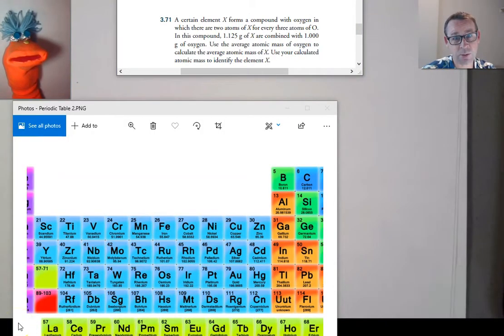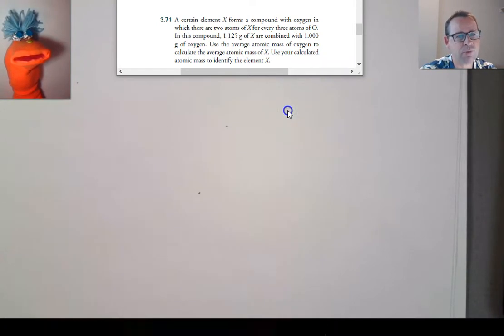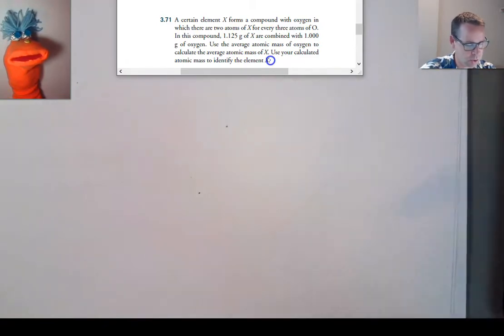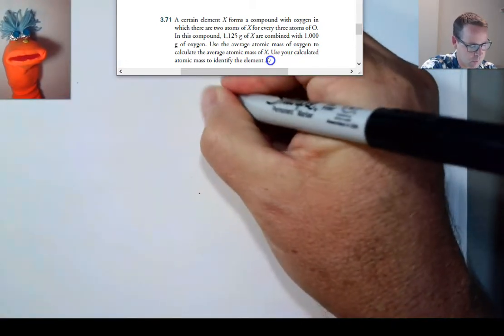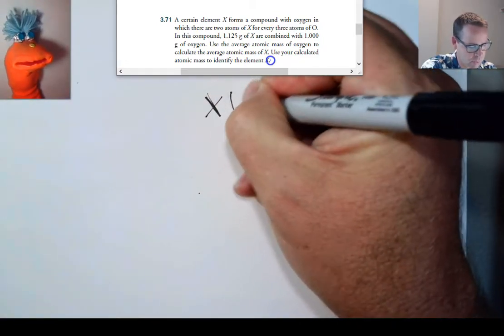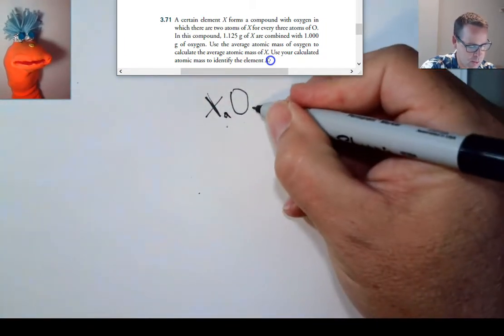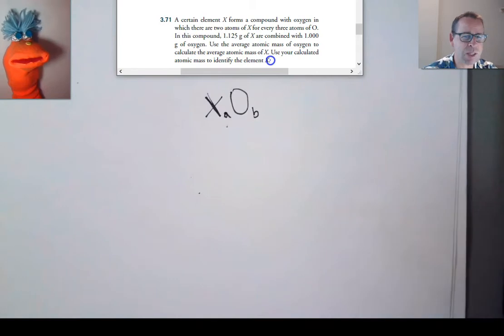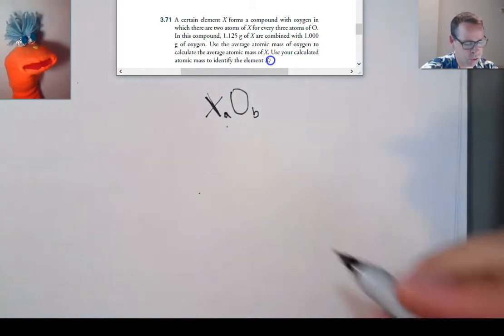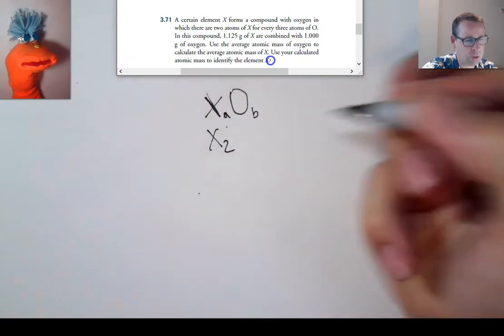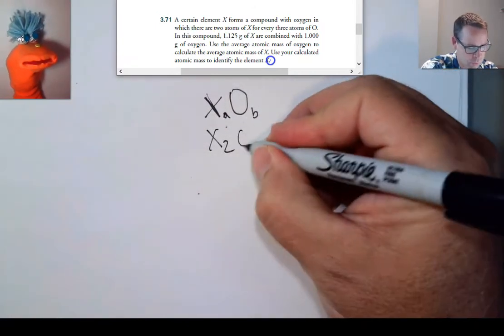All right, so our next one here. We have an element, X, and apparently it forms a compound with oxygen in such a way that, what does it say there, Fred? What's our chemical formula? X, what? I'll put an A down here and a B down here. We want to find the A and the B. Can you tell by reading that problem? It says there's 2 X's. X2. And 3 oxygens. O3.